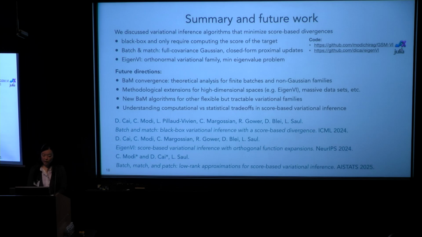And one other thing we're currently thinking about are new batch and match style algorithms for other flexible but tractable variational families, including things like products of experts. And finally, I'm very interested in understanding the computational versus statistical trade-offs of score-based variational inference.